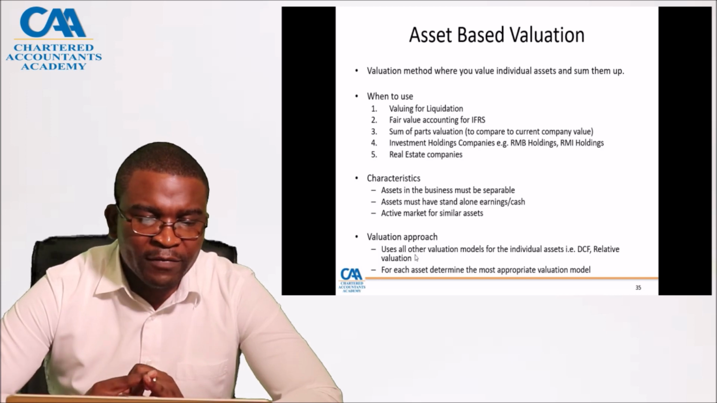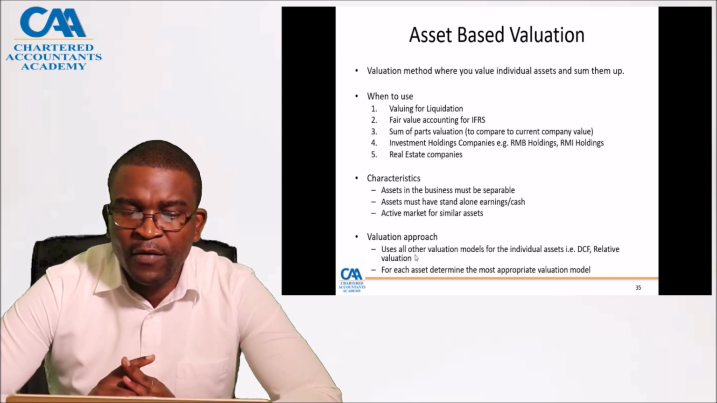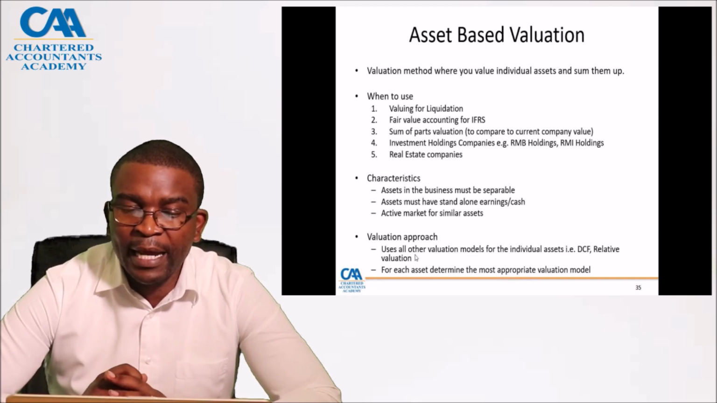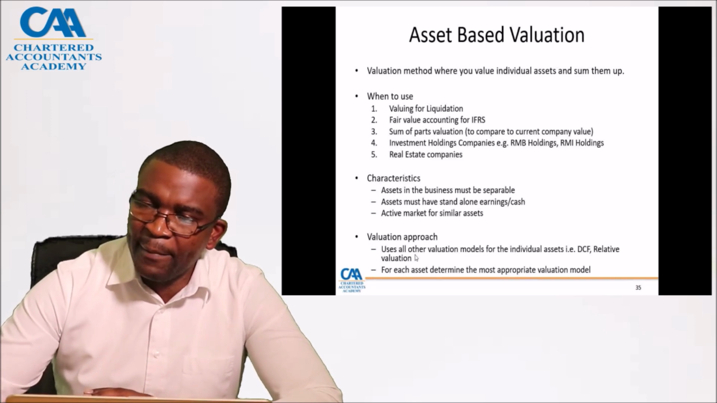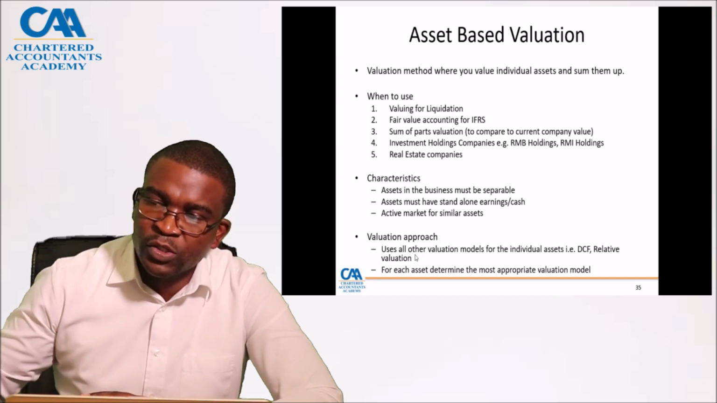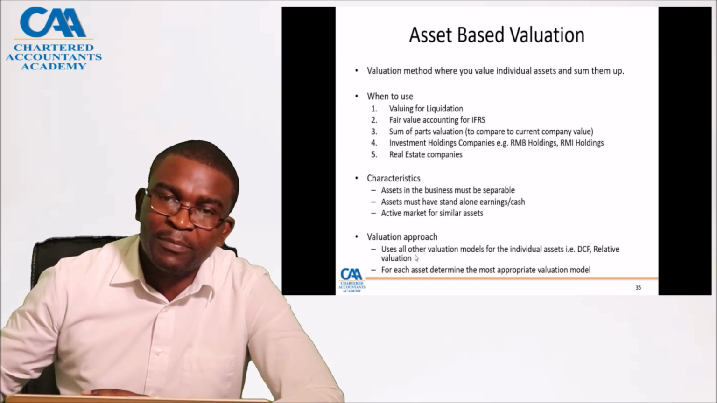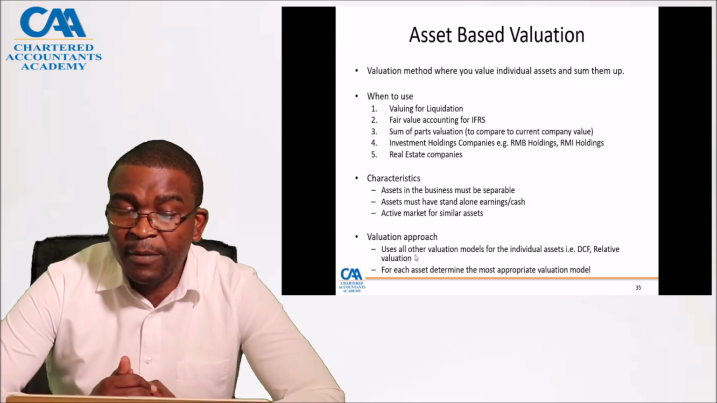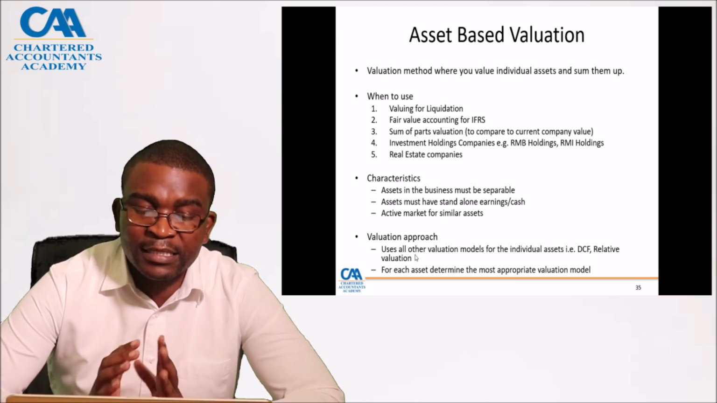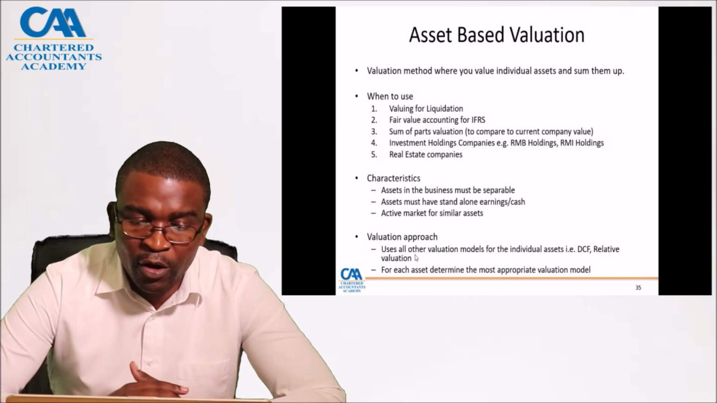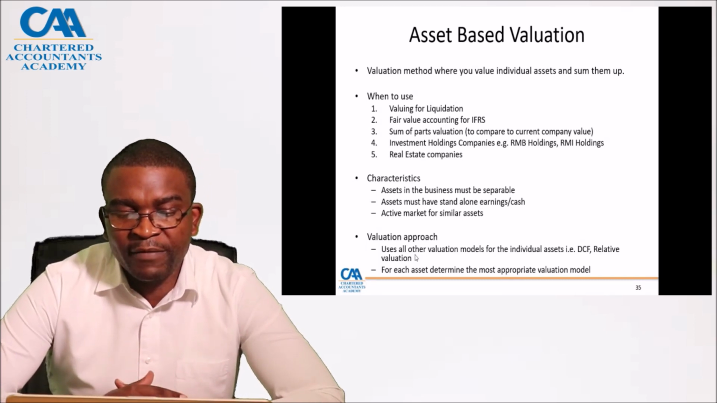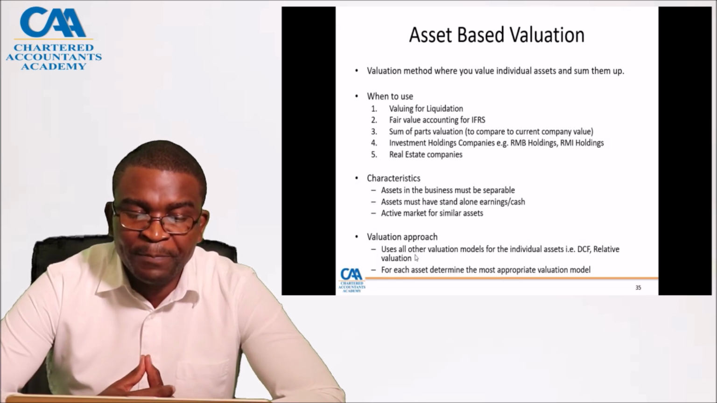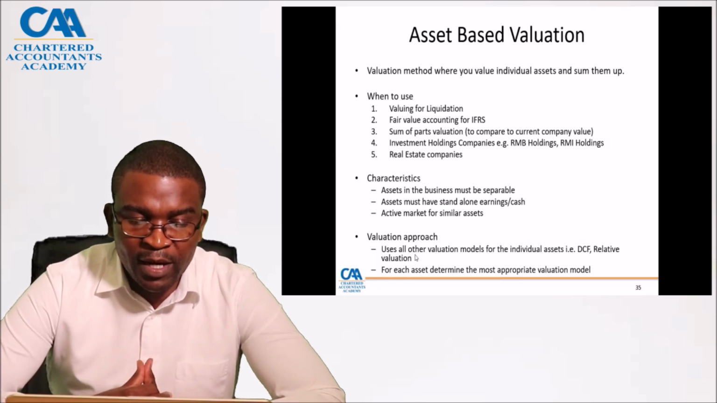So you use this in your value for liquidation, fair value for accounting, for IFRS, sum of parts valuation, investment in holding companies where you've got a holding company that has got multiple subsidiaries, so you're going to value the subsidiaries separately and then add them up. So assets within the business must be separable if you're going to use this. There are certain assets that you can never separate from the process that are ongoing, and assets must also have a standalone cash flow. One is the ability to be sold separately, and there should be an active market for similar assets.